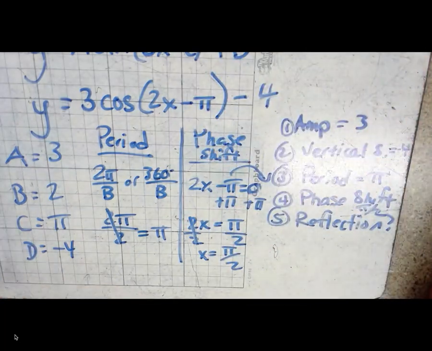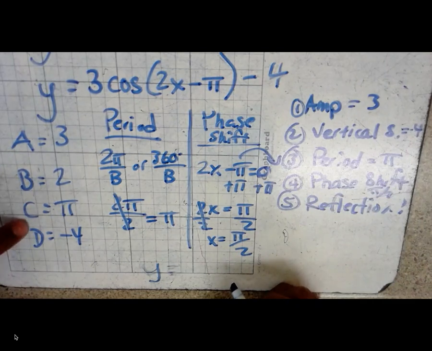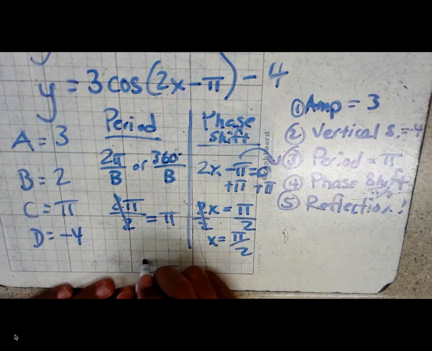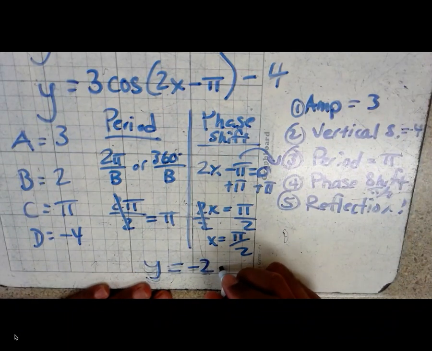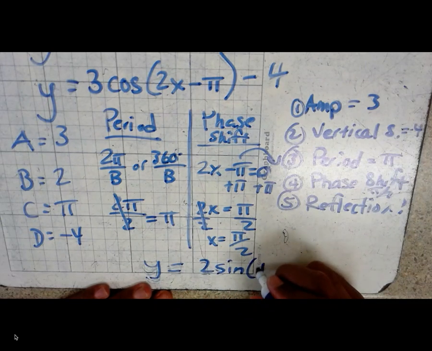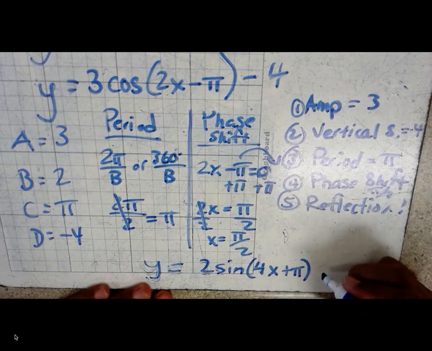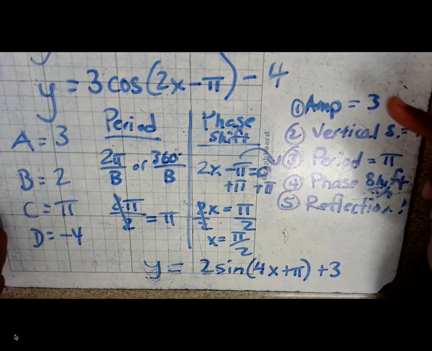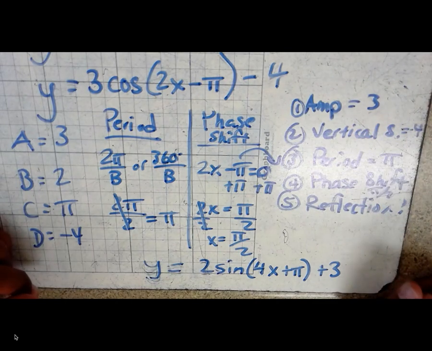Okay. All right. So the problem I want you guys to work on now is let's write down the A, the B, the C, and the D, and find the period, find the phase shift for 2 times sine of 4x plus pi plus 3. Okay, you guys figure out amplitude, vertical shift, period, phase shift, and does it reflect?